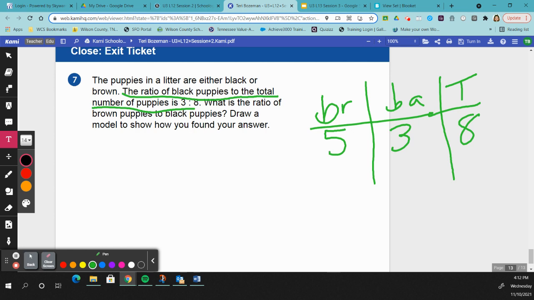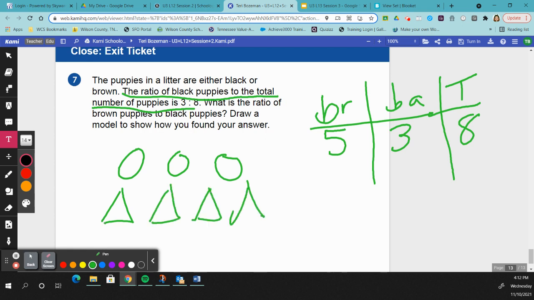And it says draw a model. So if I were drawing a model of this, I would say my 3 black puppies, right? And I want to get to 8, and I know that the others are brown. So I choose a different shape. So I had 3, 4, 5, 6, 7, 8. Now I have a total of 8 puppies. So this was my black puppies, and this is my brown puppies. So 5 to 3.